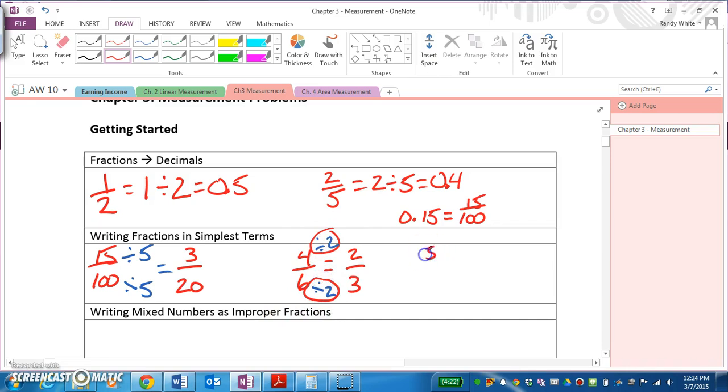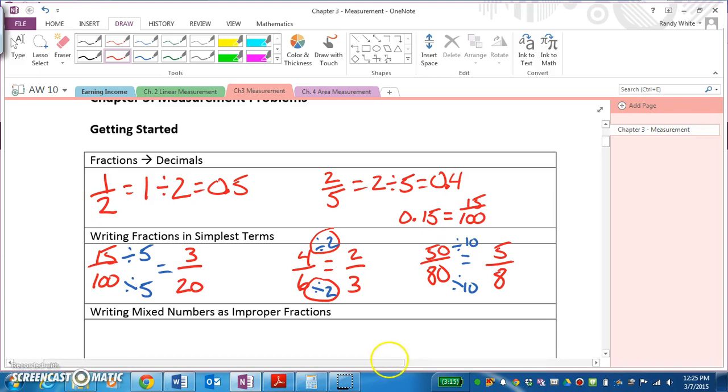Let's say I have 50 over 80. Well, I can divide both of those by 10. 50 divided by 10 is 5. 80 divided by 10 is 8. And I can't simplify those any further. That's as far as we can go.